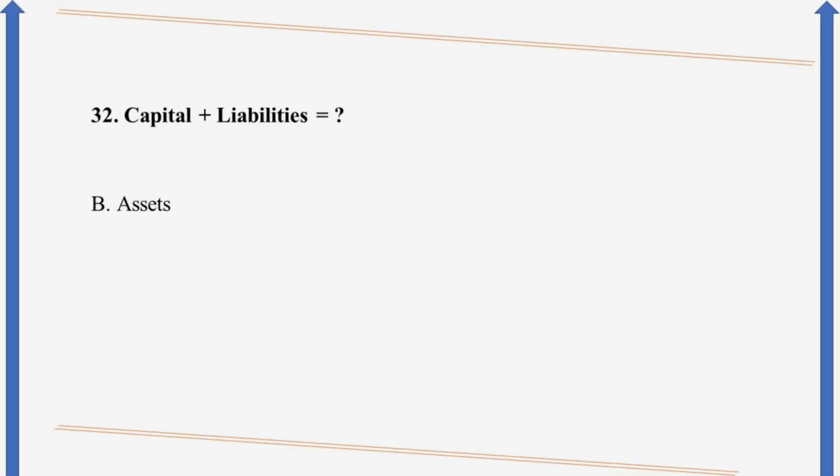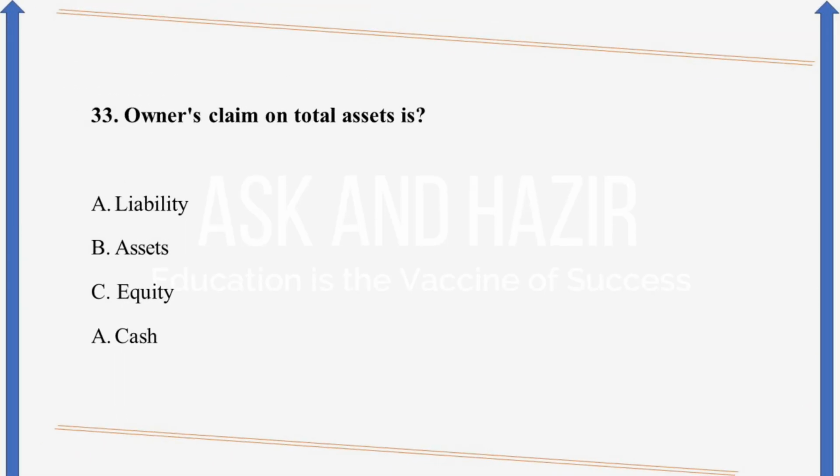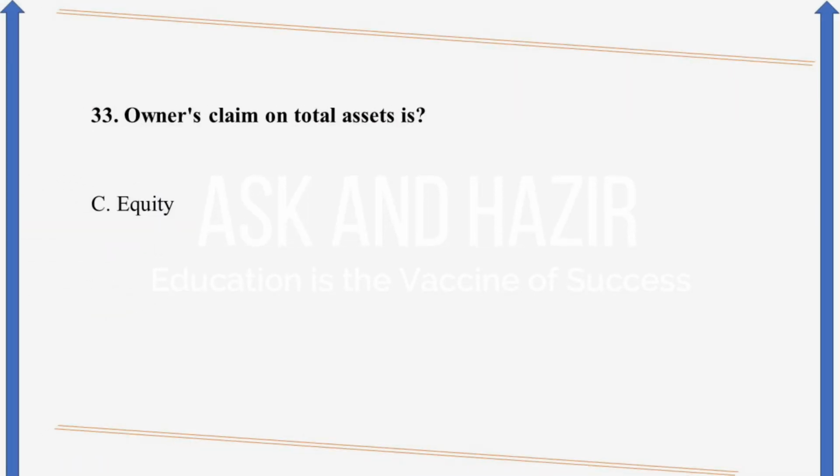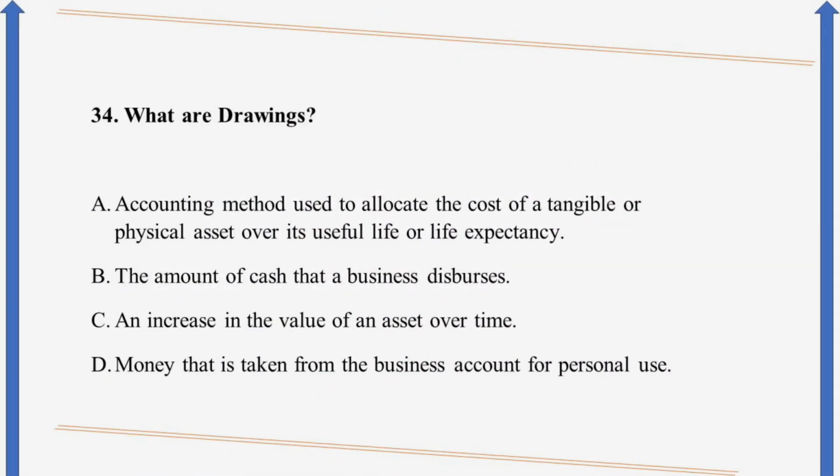Assets. 33. Owner's claim on total assets is liability. Assets. Equity. Cash. Answer, C. Equity.